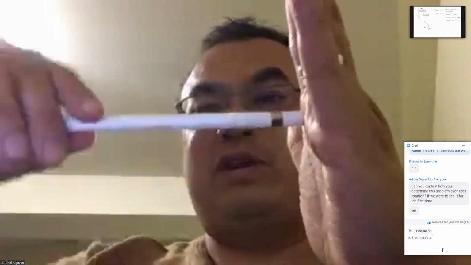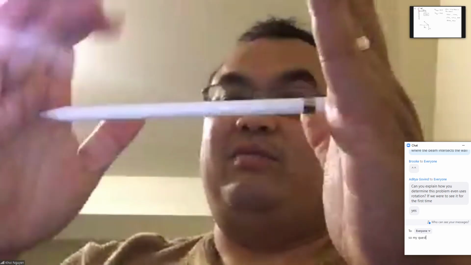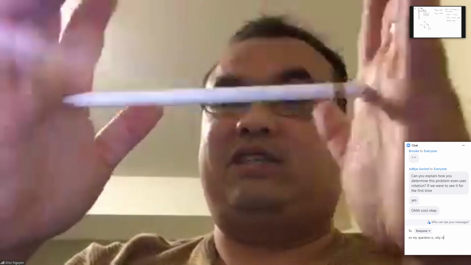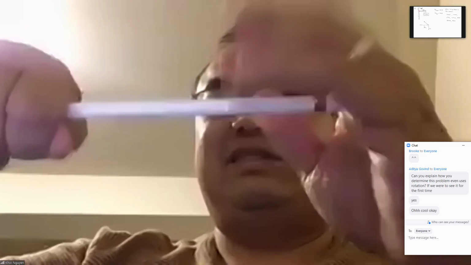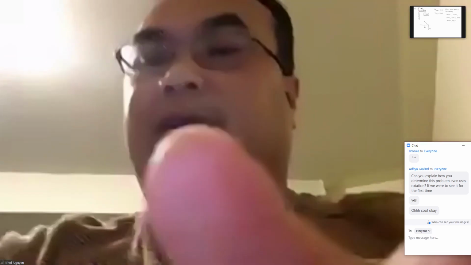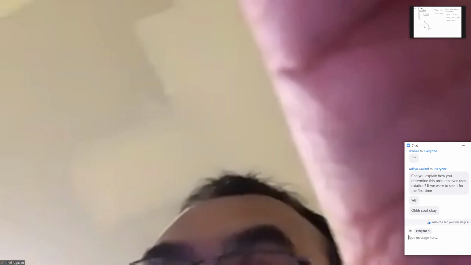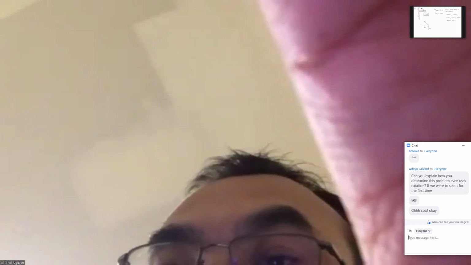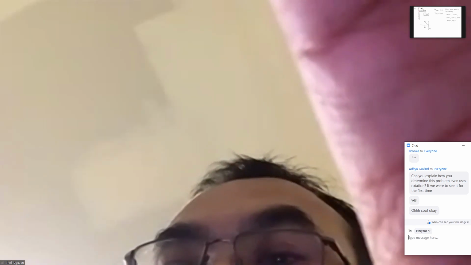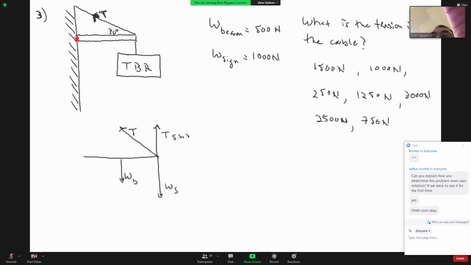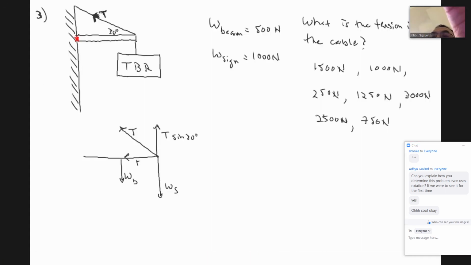So what we're doing is we're trying to hold it up by a force with the cable pushing up this way. But then there's the weight of the beam, which is this pencil, plus the weight of the sign that's hanging on here. So now we have to decompose that tension into a T sine of 30 and T cosine of 30.